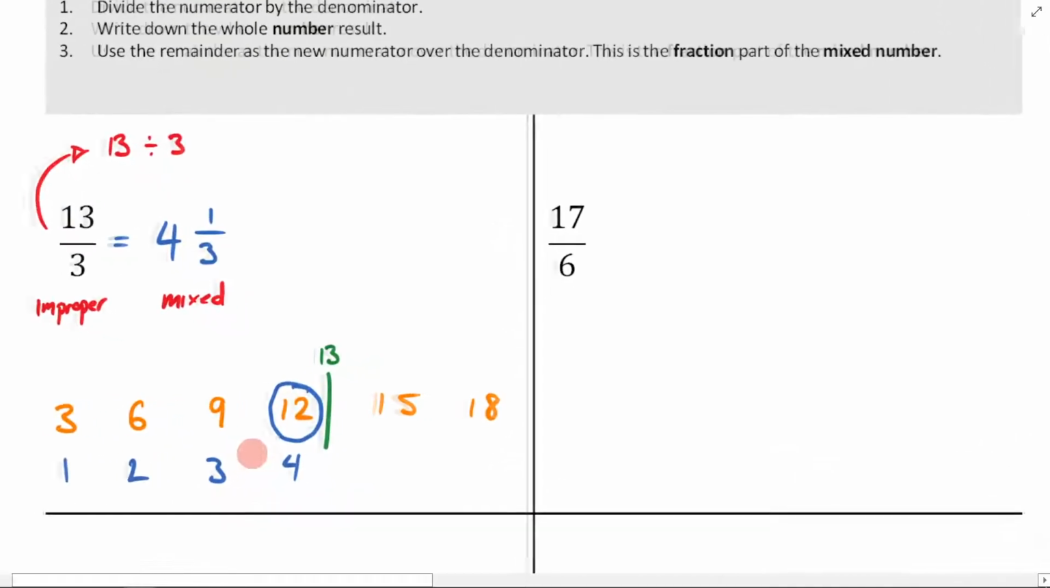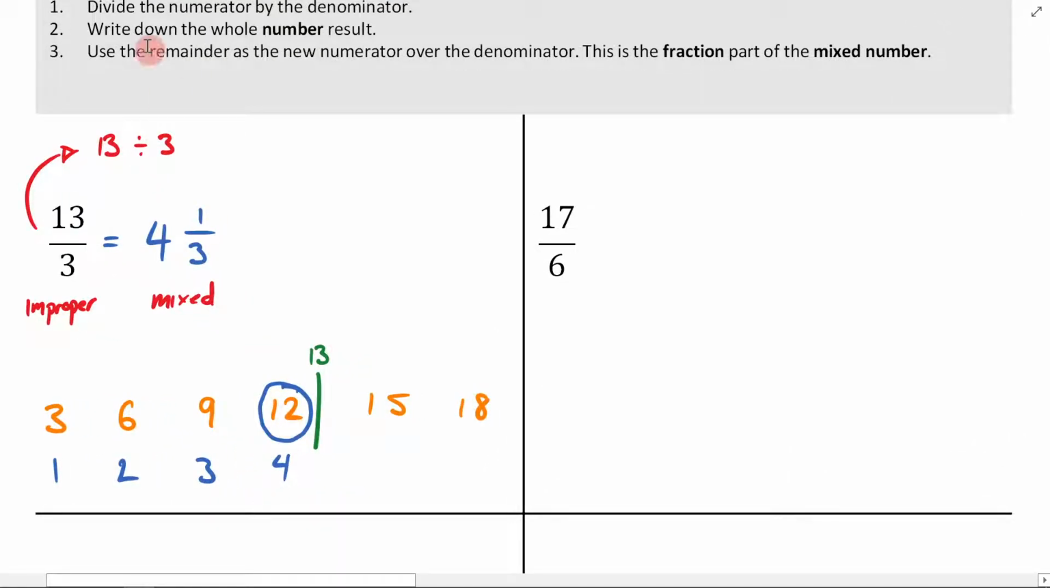All right, let's go to the next one. Let's come over here. Step 1. What we're going to do is consider how many times does 6 go into 17? So remember, in your head, what you should be thinking is, what are my 6 times tables? 6, 12, 18, 24. Then you're going to think, how close can I get to 17 without going over?